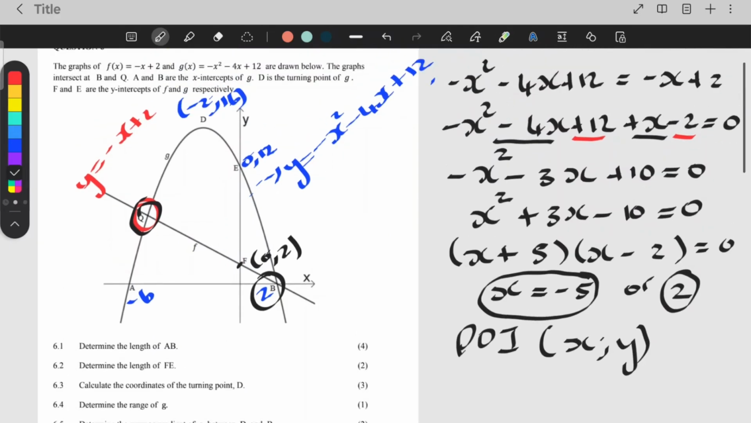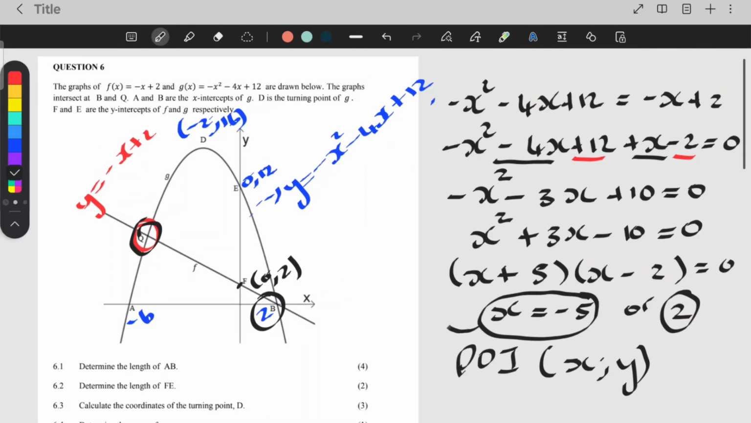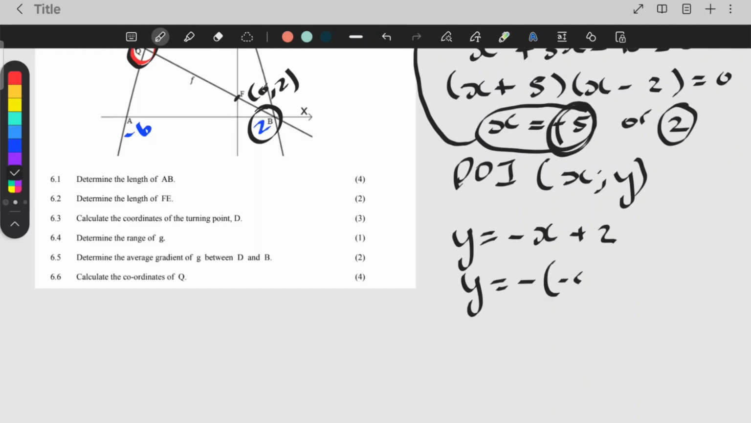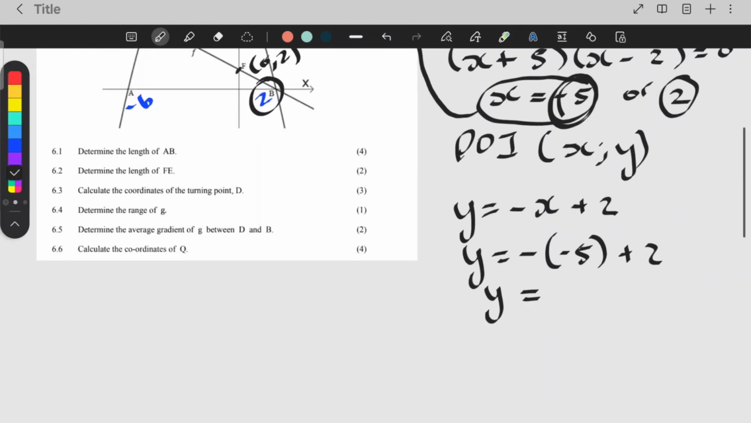So to get the y value, I'm going to sub this point into either the parabola or the straight line. I'm going to use the straight line. It's easier. So there's the straight line. And then minus, and I'm going to put in this x value. So minus 5 plus 2. I get my y value to be 7.